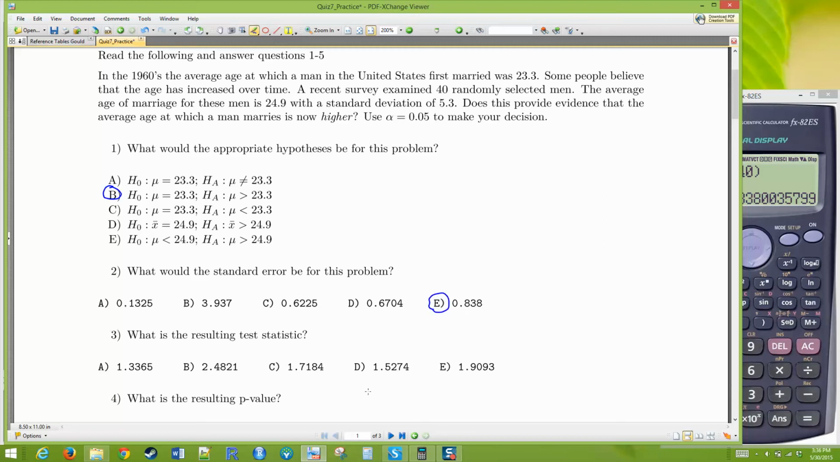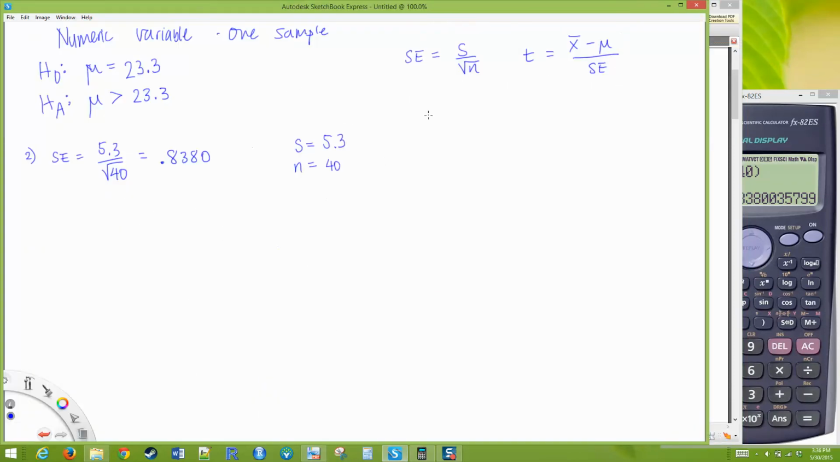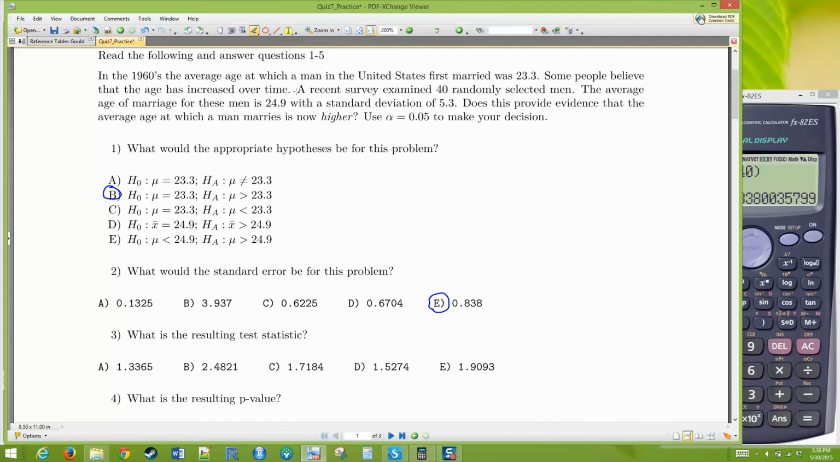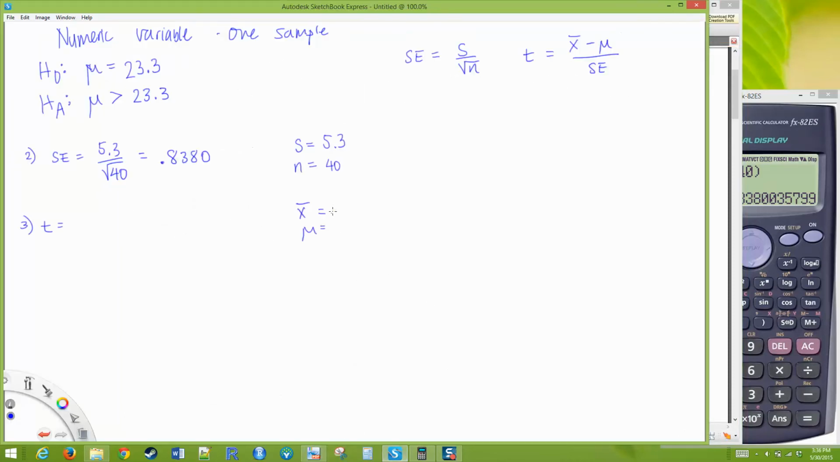Number 3, what is the resulting test statistic? Okay, so for our test statistic, we need x bar minus mu divided by the standard error. We have the standard error already. Our test statistic t requires the use of x bar and mu. X bar is the mean of our sample. So let's read our problem, and it says we selected 40 random men, and the average age of these men is 24.9, average age for when they got married. So our sample mean is 24.9. The mu is the value that comes from our null hypothesis, so we're going to use 23.3.